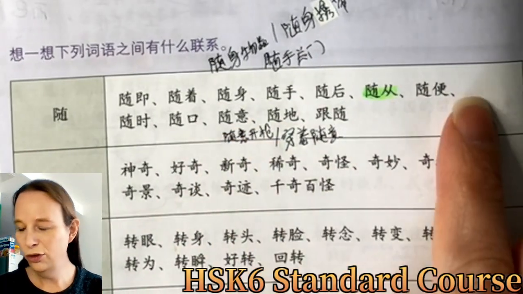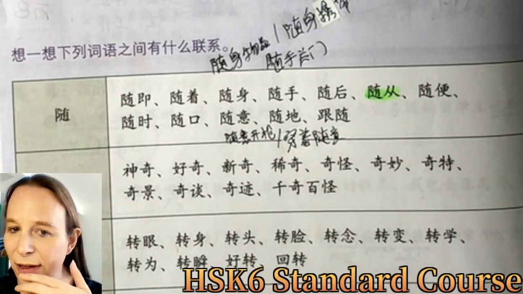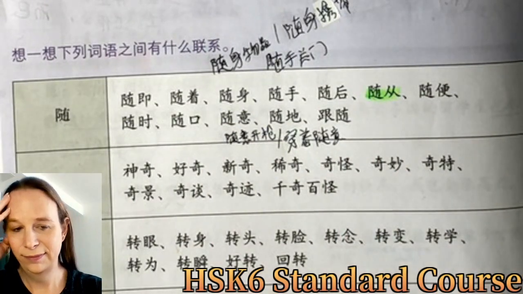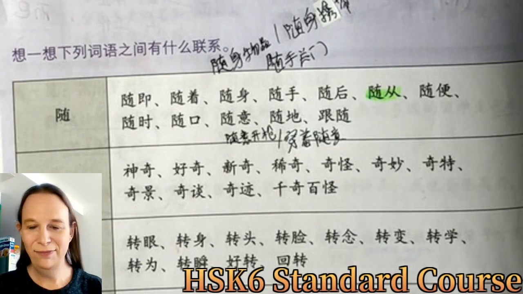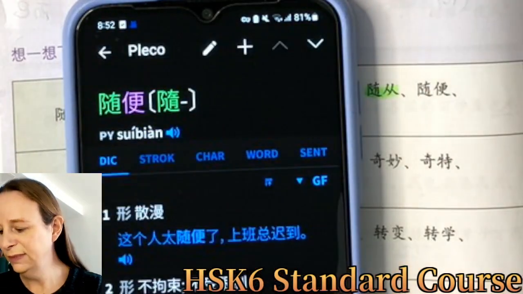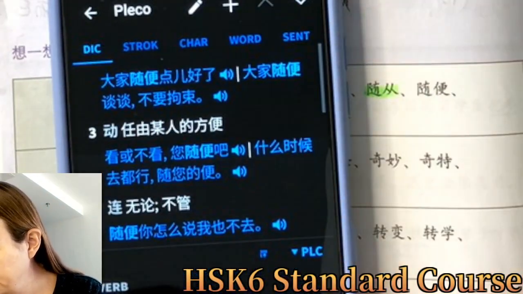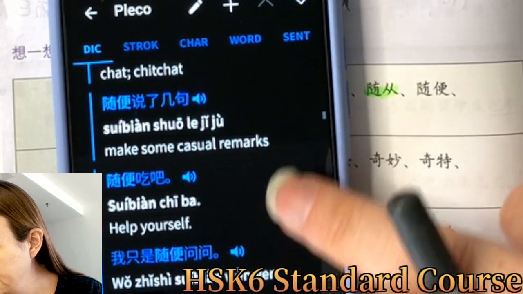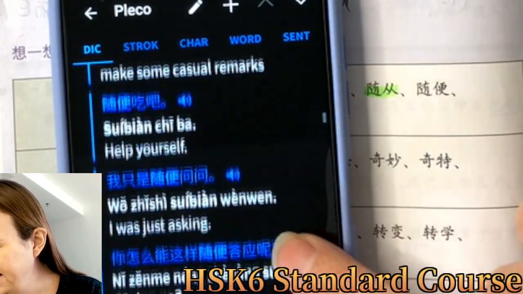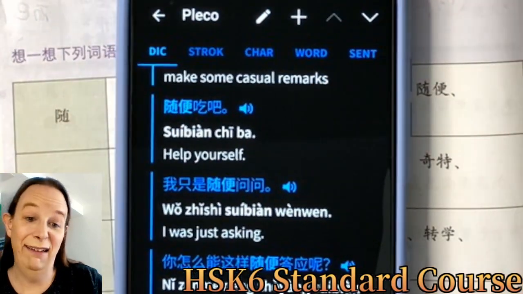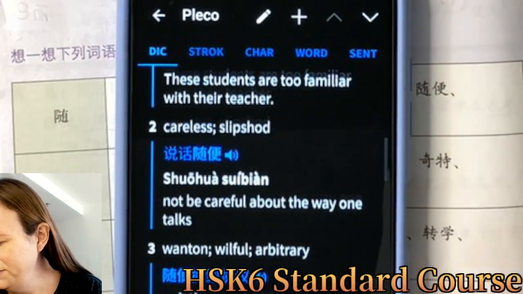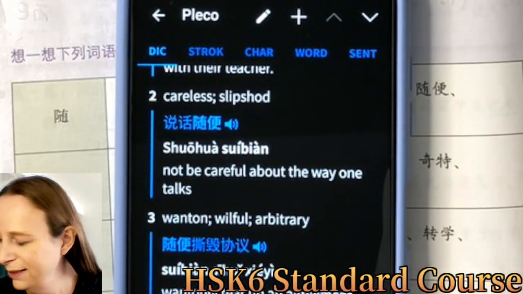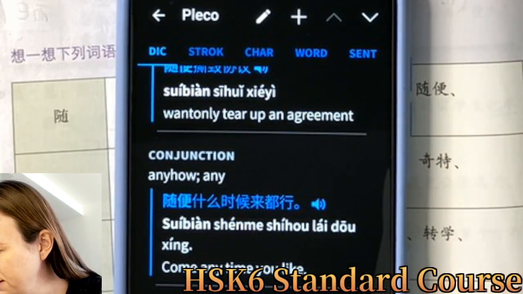So maybe the 随 is 随便的随。随便. Kind of, so 随便 also you can use as kind of an interjection. 随便, don't care, 随便. Do as one pleases, 随便. 我只是随便问问. Yeah, this one, 随便问问, just making chit-chat kind of thing. 随便, okay, meaning. This is like meaning 马虎 or something. 随便什么时候来都行.